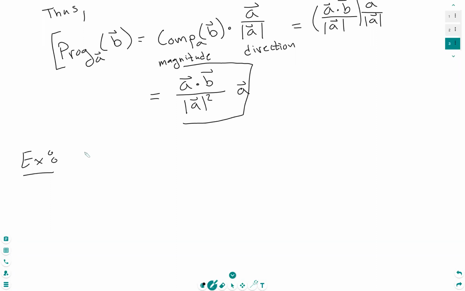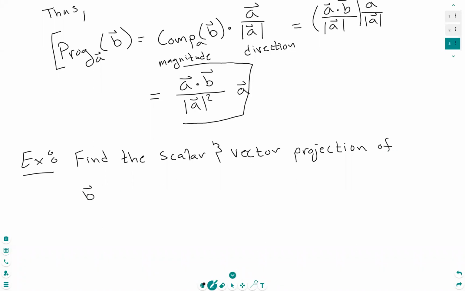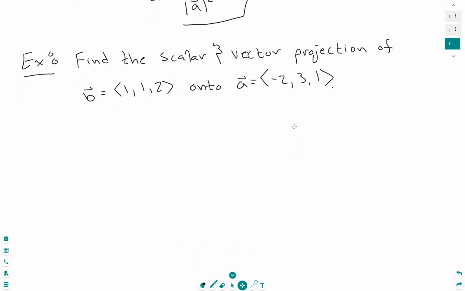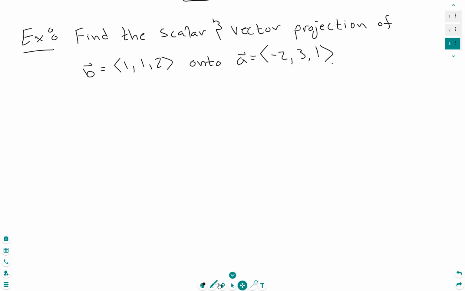So we're going to find the scalar and vector projection of the vector B, which is 1, 1, 2, onto the vector A, which is -2, 3, and 1. Okay. So let's start with the scalar projection.